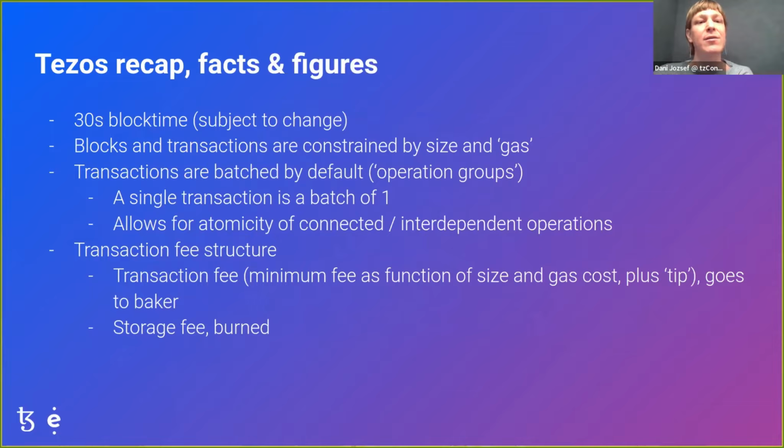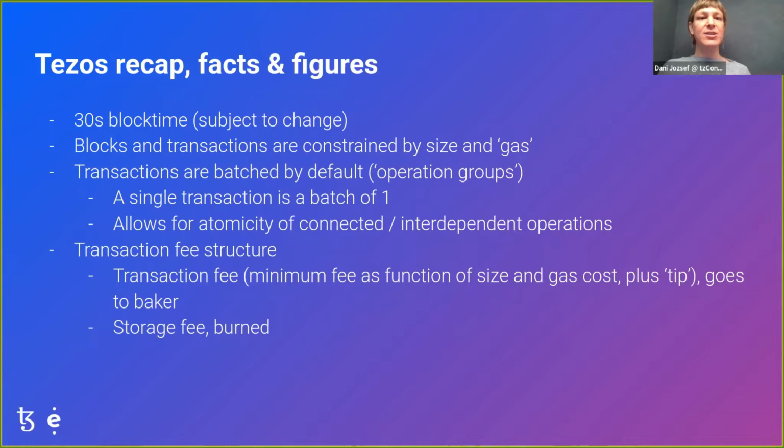Tezos has a 30-second block time, but that is subject to change. It has changed in the past, and it might change in the future with protocol updates. Blocks and transactions are constrained both by size, that is how many bytes they are, and by gas, which measures the amount of computational time that executing them costs.